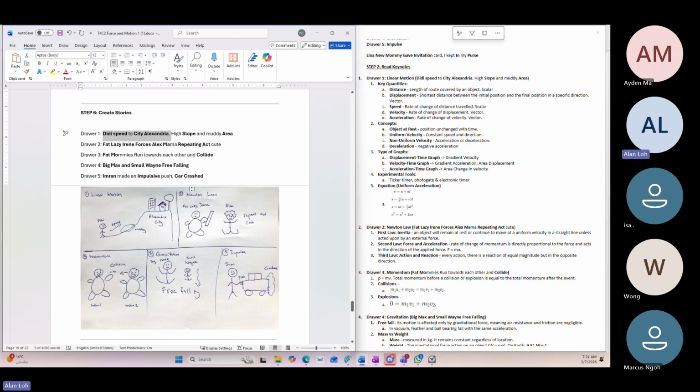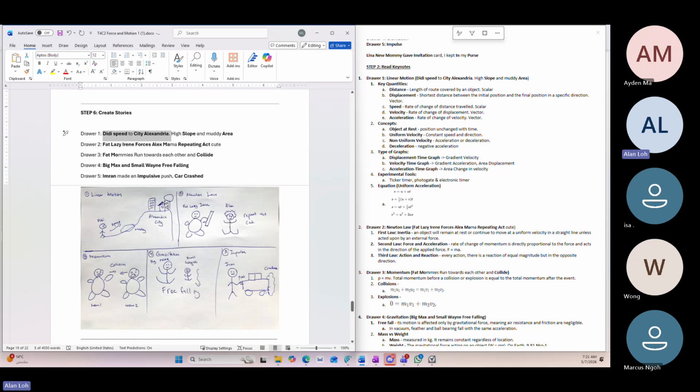Then high slope and muddy area. So when I draw this, the little boy is TT. TT is the little brother. Speed on a high slope and muddy area to city of Alexandria.